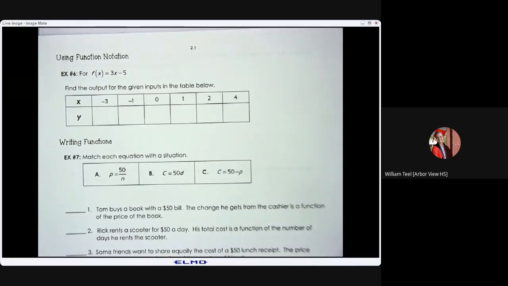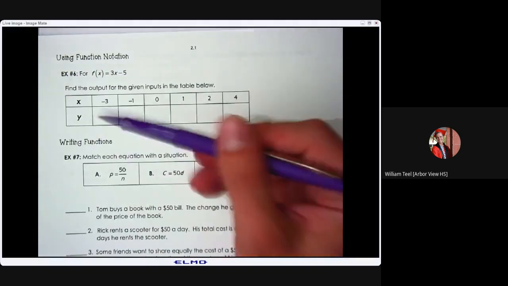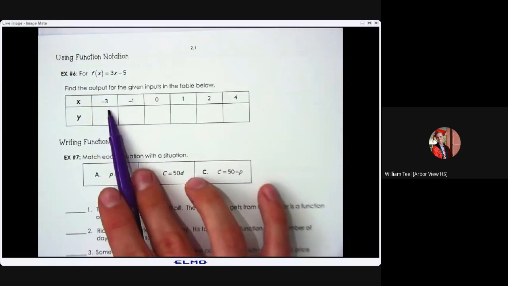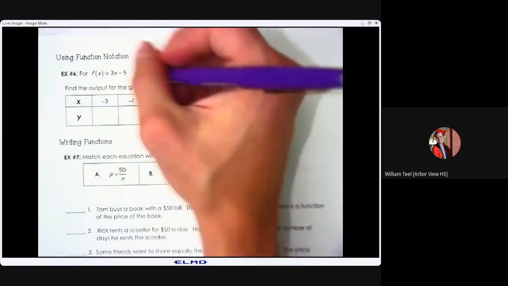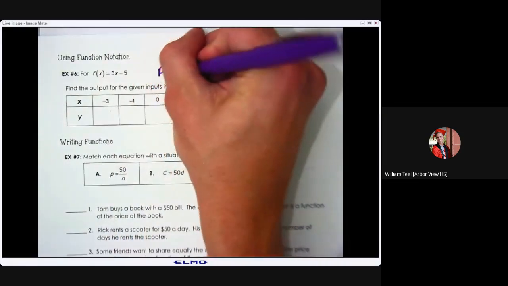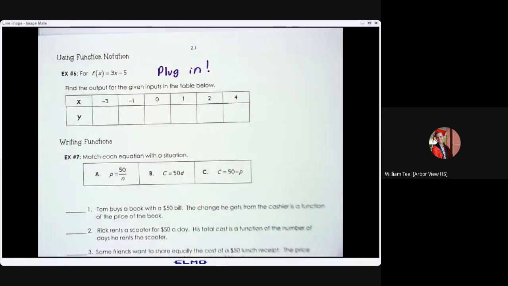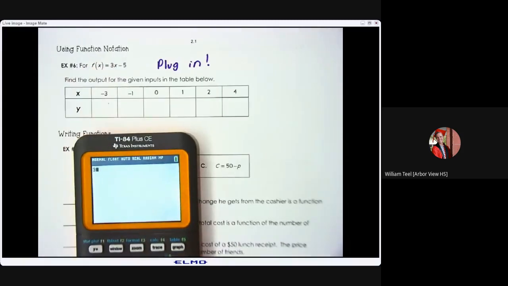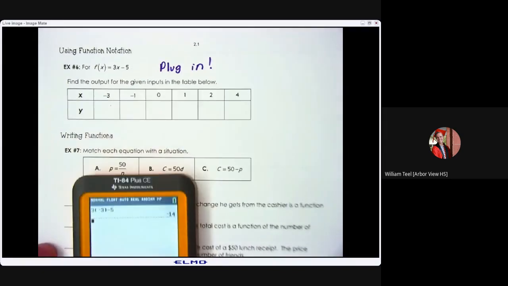So what we're going to do is find the output for the inputs. That means we're going to plug in these values for x. If I'm looking at -3 for x, all I'm going to do is plug in. Now if I plug that into my calculator, f of x is 3x minus 5, so I'm plugging in -3: 3 times -3 minus 5. That is equal to -14.